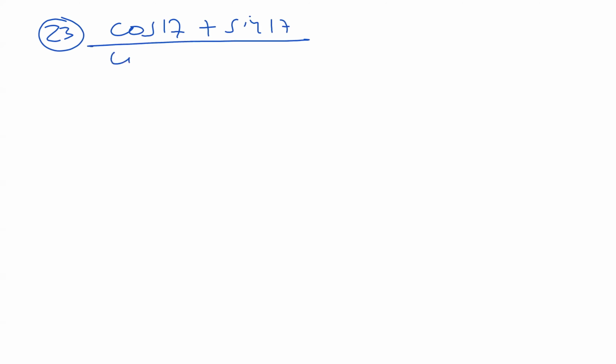So cos 17 plus sin 17 upon cos 17 minus sin 17 is equal to tan 62. This is what we need to prove. Now there is a relation between 17 and 62, because when we subtract 17 from 62 we get 45, and 45 is the standard angle. So we have to approach this problem using a different method.